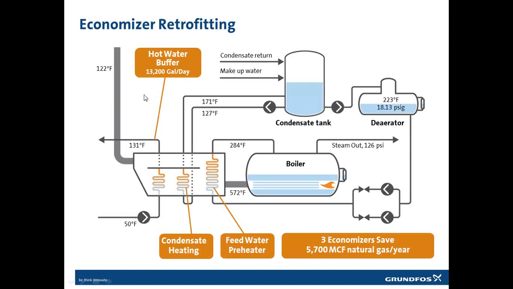And then I have my hot water buffer. This application was using a lot of water daily, and I could raise from Danish groundwater temperature of 50 degrees Fahrenheit to 131 degrees Fahrenheit, 13,200 gallons per day. That gave the customer a saving of 5,700 MCF natural gas per year, and a payback time less than 1 year. So that is again a good indicator or a good motivation for installing economizers on steam boilers.